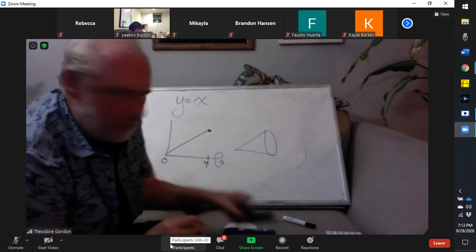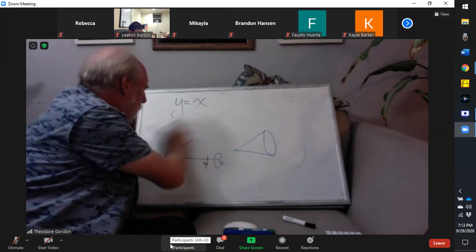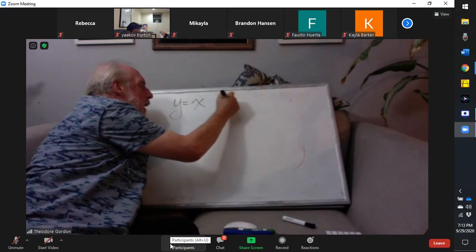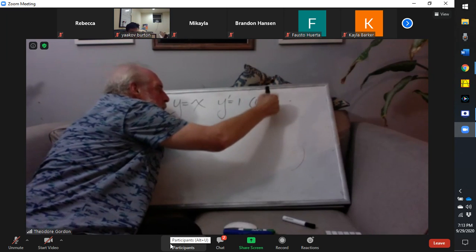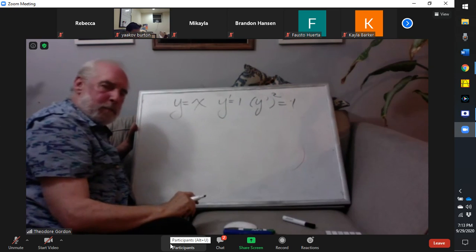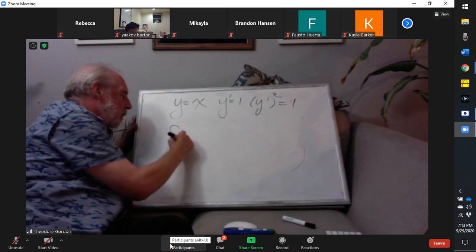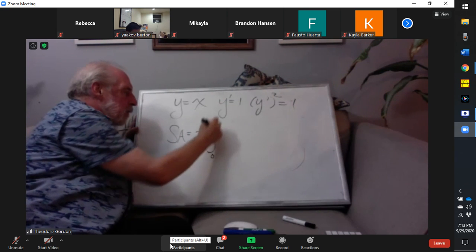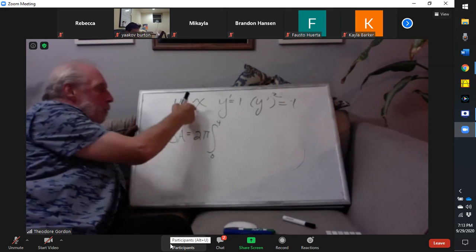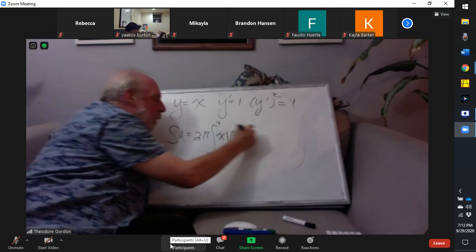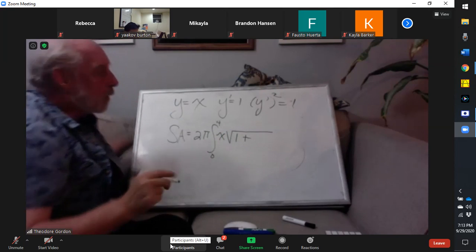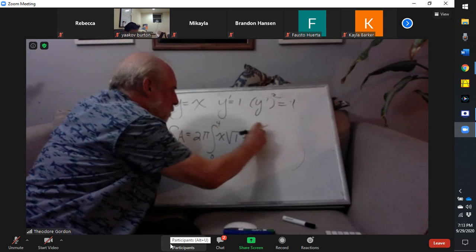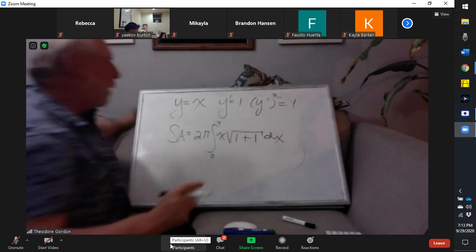I have all these colored markers here and I get confused about what's going where. Okay, so first you do the derivative. The derivative of x is 1. Y prime squared is also equal to 1. So our formula is this. The surface area of that ice cream cone is 2 pi, we're going from 0 to 4 because I said so. The function is x, and the square root is 1 plus the derivative squared, which just happens to be 1. And there's our integral.